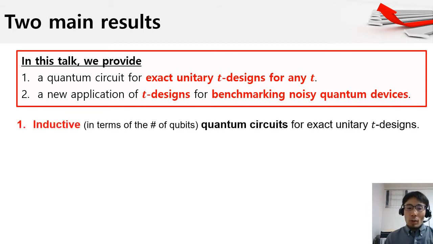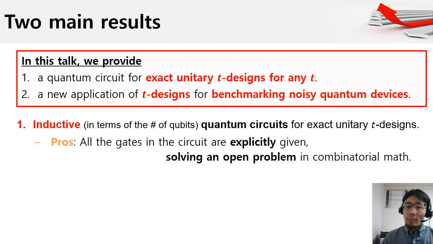First of all, we provide a quantum circuit for exact unitary T designs, and our construction is inductive in terms of the number of qubits. That means we first construct an exact unitary T design on a single qubit, and we extend it to a larger number of qubits. This is good because the inductive steps show all the steps very explicitly, so all the gates in the circuit can in principle be written down explicitly.